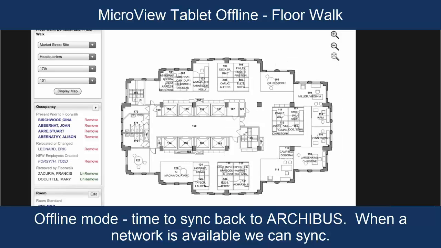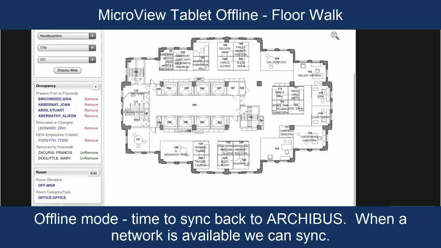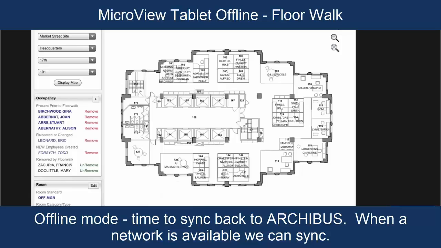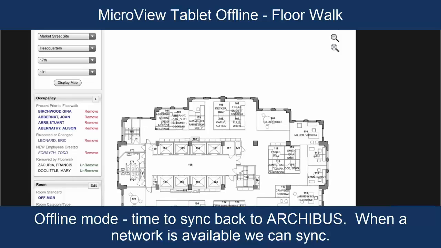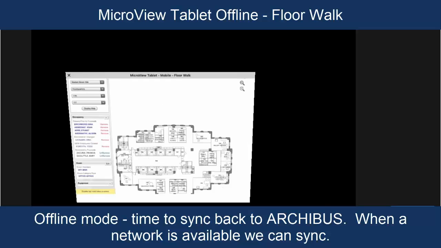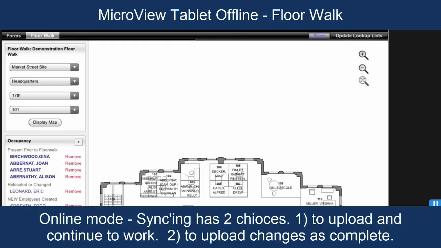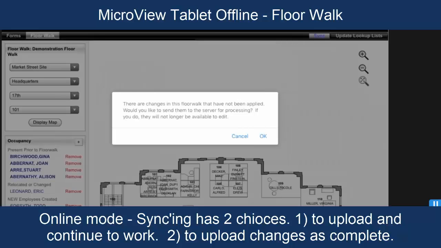So really the theory here is that we've walked the entire floor and we've done this for each of the rooms. Before we move on to the next floor, we probably want to sync those changes back to the network. So we reconnect to the network and sync the changes back. So I'm going to shrink the screen up here and sync the changes. It's going to give us two choices here.